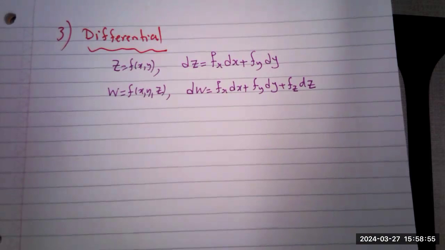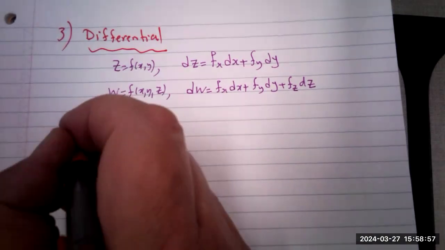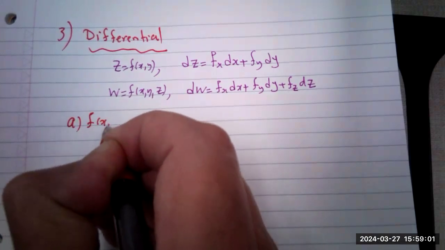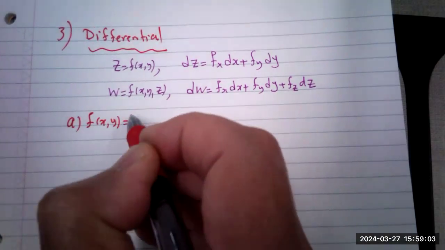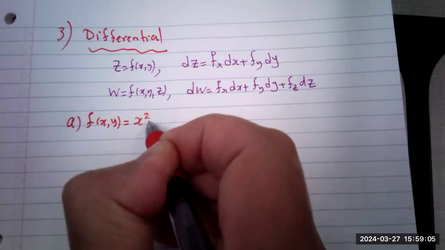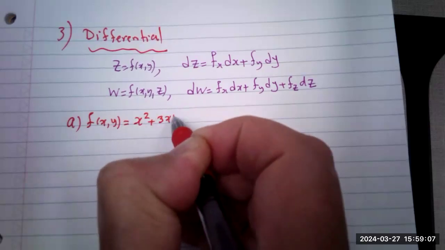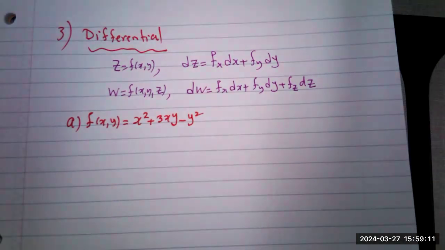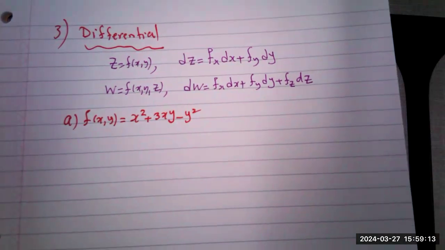Okay, so the one that you have is this, and the first part, the function is f of x comma y, which is equal to x squared plus 3xy minus y squared. Can do it right away. Just get the derivative. So you may call this one z or df, it doesn't matter.